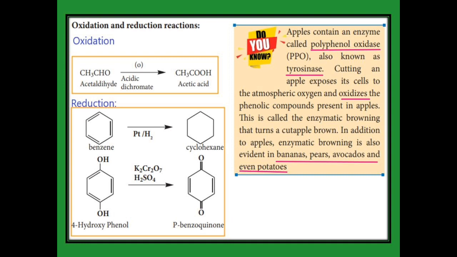The same way, banana, pears, avocados and potatoes, when they are cut, they become brown in color because of this oxidation effect.